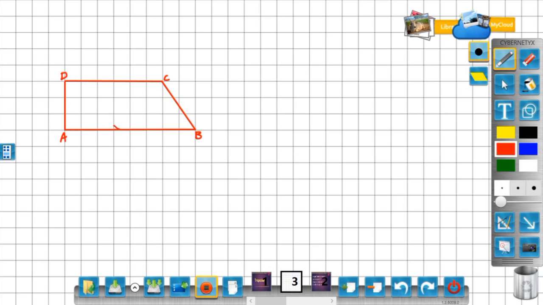Here the parallel sides are AB and CD. This arrow mark represents parallel lines. AB and CD are parallel, so you have to put arrow mark to represent the parallel lines. AD and BC are non-parallel lines.